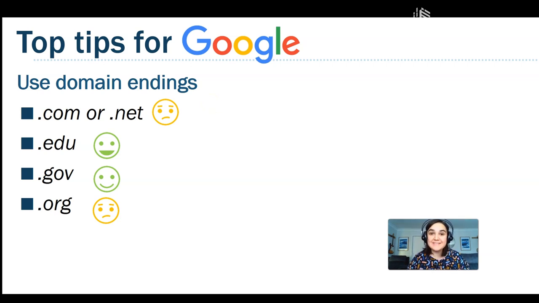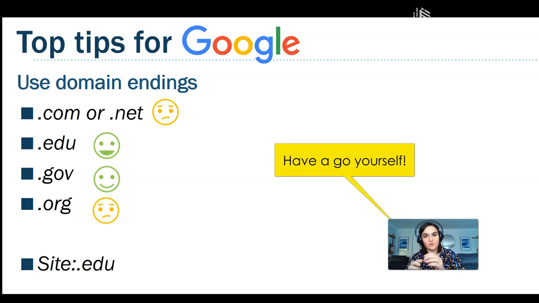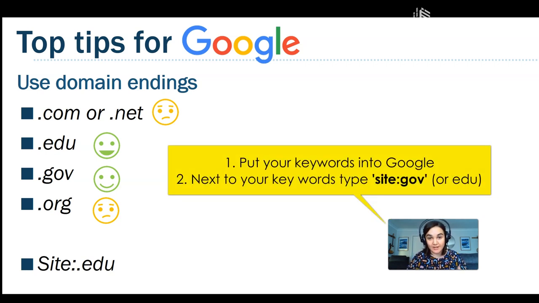So one of the easiest tips when you're searching Google is just to use this site, colon, and then the domain ending that you want. Now, just make sure you don't put any spaces in between your colon and your dot and your edu or your gov. So have a go at doing that. Type your keywords into Google and then use site, colon, and whatever domain ending you want, and make sure that those websites that you come up with in your search are as reliable as they can be.